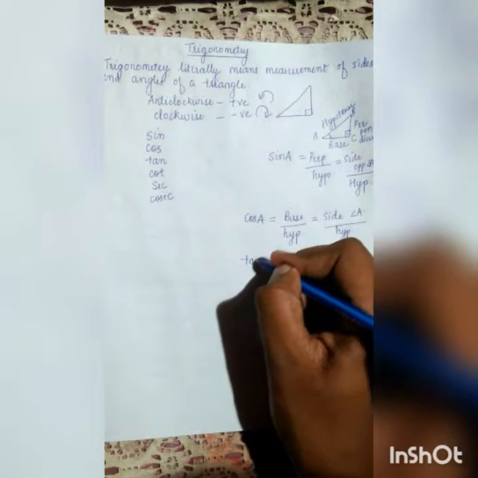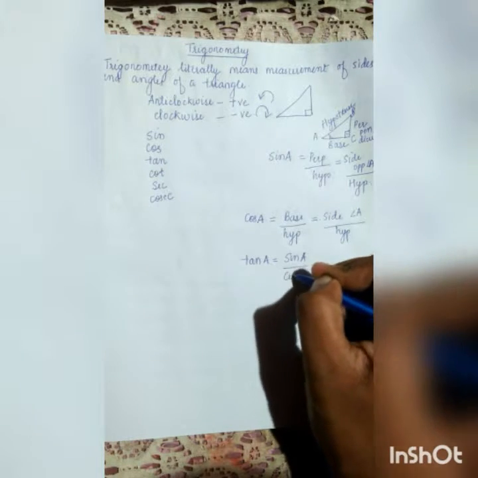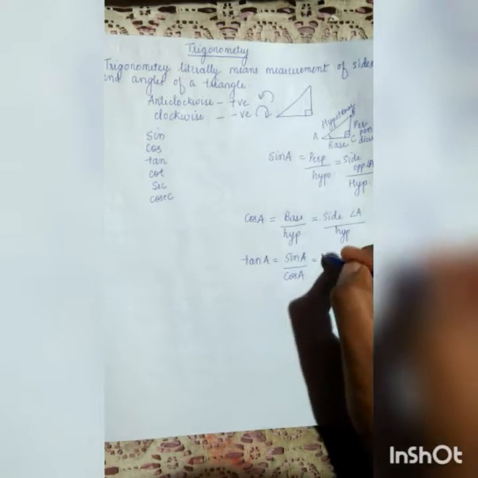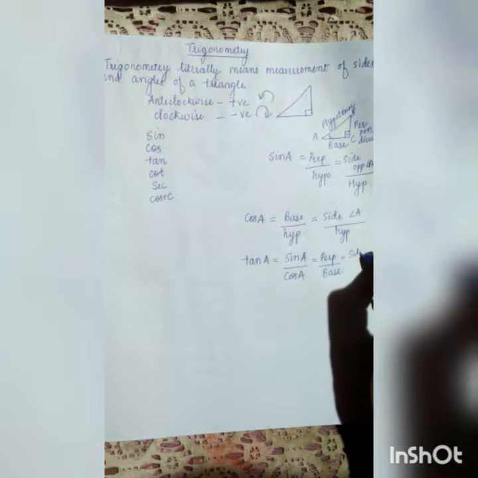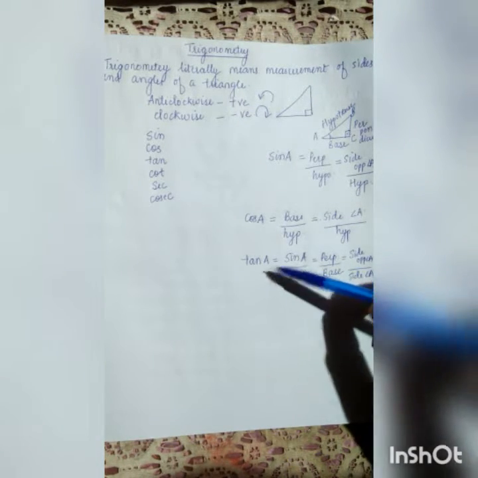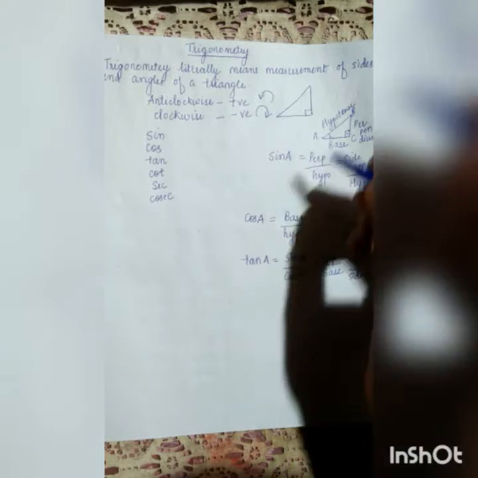Then we have tan. Tan A is given by sine A divided by cos A. When sine A and cos A get divided, we get tan A, which is equal to perpendicular divided by base. So it can be told as side opposite to angle A divided by side containing angle A. For easy remembrance, we can remember tan A as side opposite to angle A divided by side containing angle A.